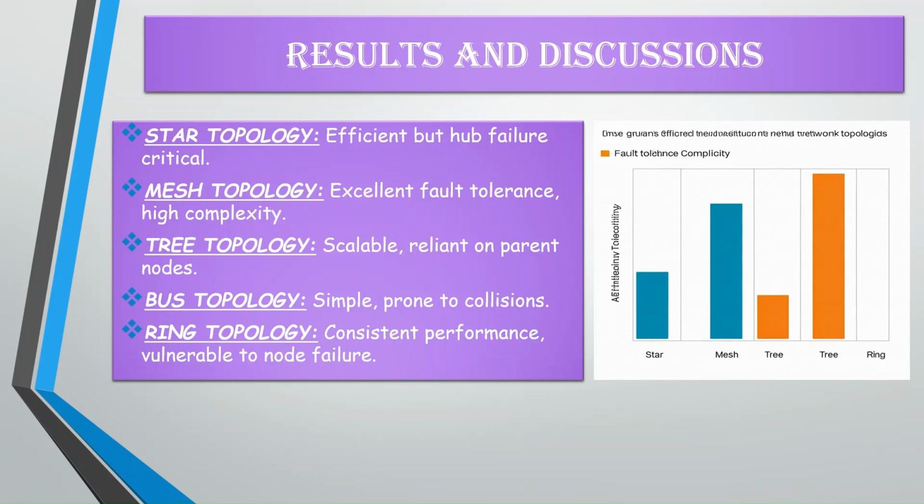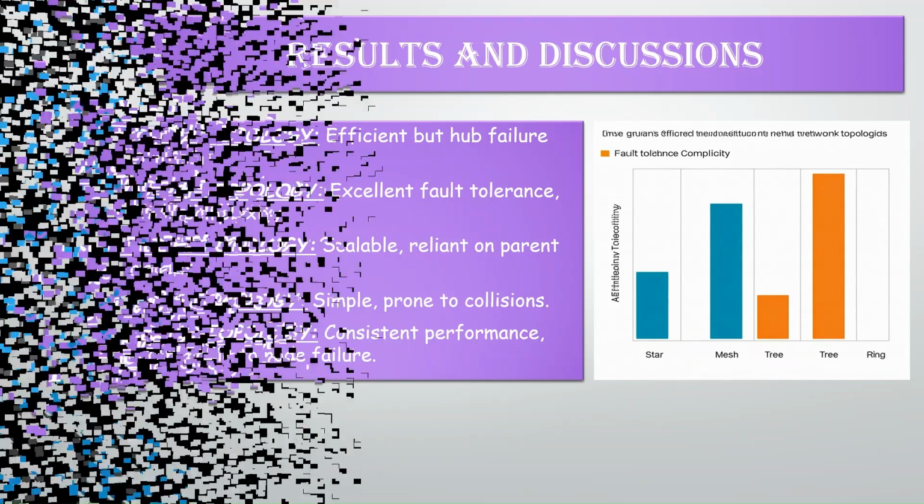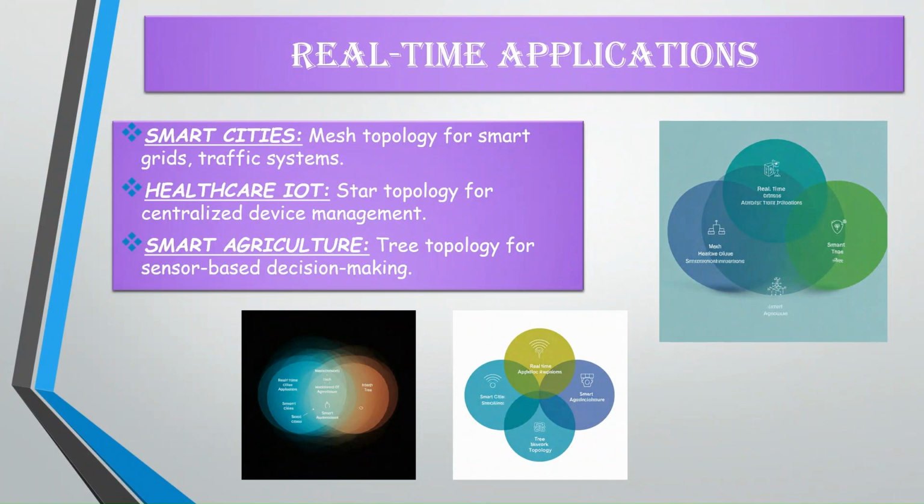Now that we've analyzed the characteristics of different network topologies, let's explore some real-world IoT applications and how these topologies can be utilized. Smart cities are increasingly relying on IoT technologies to improve efficiency and sustainability. Mesh topologies are particularly well-suited for applications like smart grids and traffic systems, as they offer resilience and scalability. In the healthcare domain, IoT devices are being used to monitor patient health and improve medical care. Star topologies are often used in centralized device management systems, providing a centralized hub for data collection and analysis.